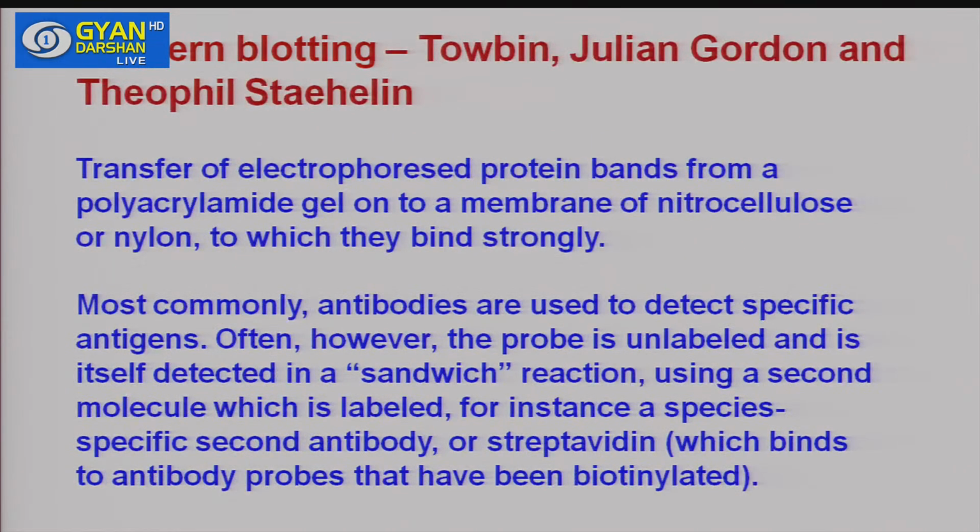Now we come to the third step. You have generated the transgenic plant, and finally now you want to check whether the protein is being expressed or not. So in this case you need to undergo Western blotting. This was a technique discovered by Towbin, Julian Gordon and Theophil Staehelin. Now what do you do in case of Western blotting? Here you need to isolate the protein, not the DNA, not the RNA, but you need to isolate total protein from the same plant, that is the transgenic plant.